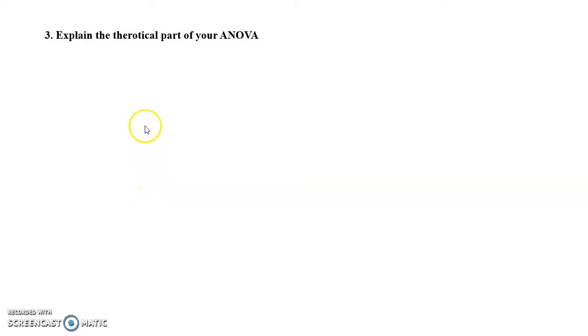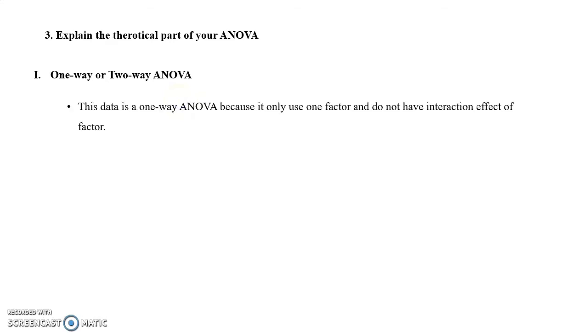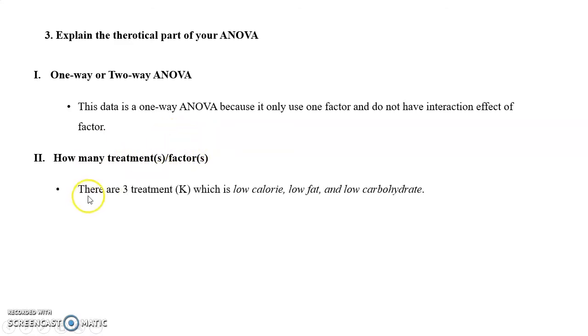Okay, Lukman, to answer your question, let me show you the question first. One-way or two-way ANOVA. To know whether the data is one-way or two-way ANOVA: this data is one-way ANOVA because it only uses one factor and does not have an interaction effect of factor. To know how many treatments are in the factor, there are 3. So these are the 3 treatments: low calorie, low fat, and low carbohydrate.